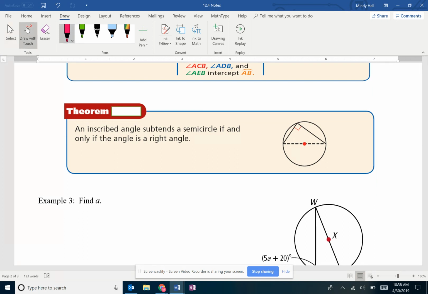That's weird. So the next theorem is 12-4-3. An inscribed angle subtends a semicircle if and only if the angle is a right angle. If you think about it, a semicircle is like a diameter, and an angle that subtends that semicircle is going to be 180 divided by 2, which is 90 degrees. Remember, it's really helpful to remember these rules about angle measures so that we can solve circle problems with right triangles.